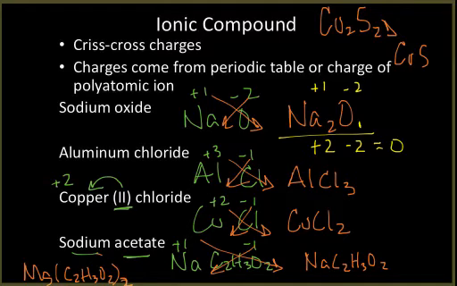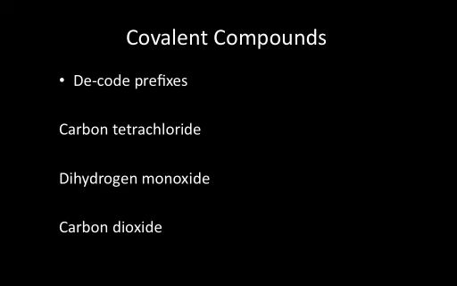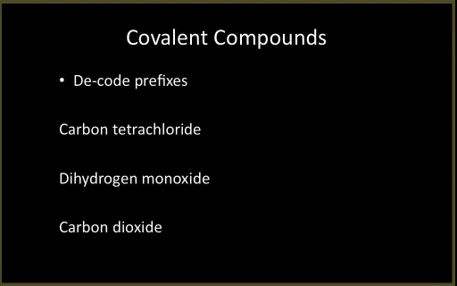Okay, our next group that we're going to look at are covalent compounds. Covalent compounds are probably the easiest to deal with because all you have to do here is decode the prefixes. Now the prefixes we talked about before, and you have a list in your old notes or you have a list in your book if you want to look those up. But the prefixes tell us how many of the element are there.